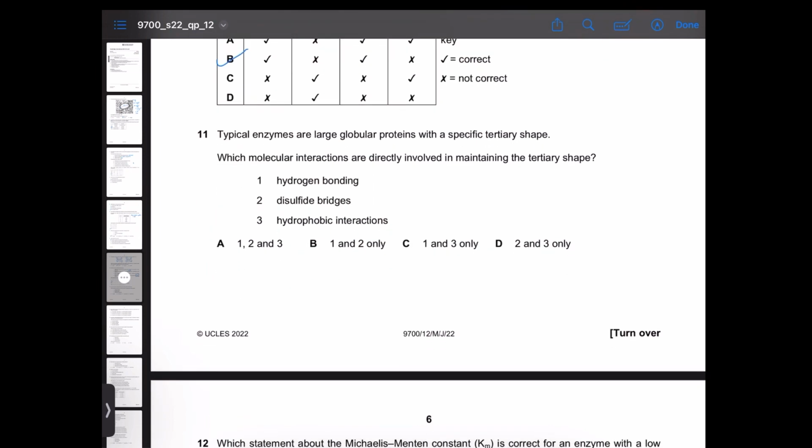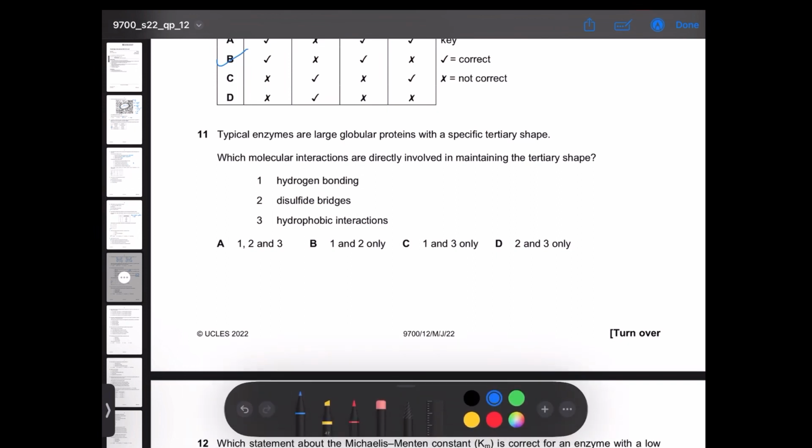Typical enzymes are large globular proteins with a specific tertiary shape. Which molecular interactions are directly involved in maintaining the tertiary shape? So basically for the tertiary shape, all these bondings are required, and there's one other bonding, that is ionic interactions too. So it will be A.